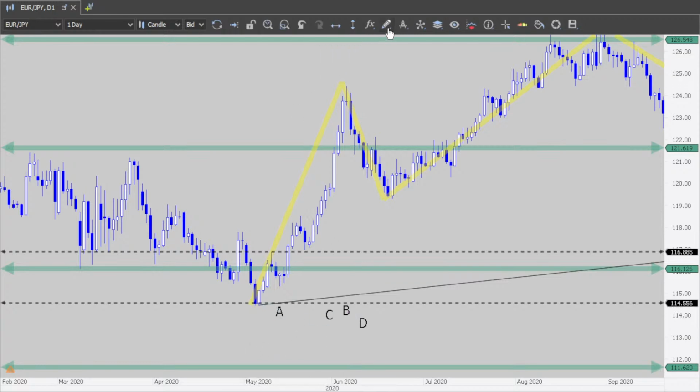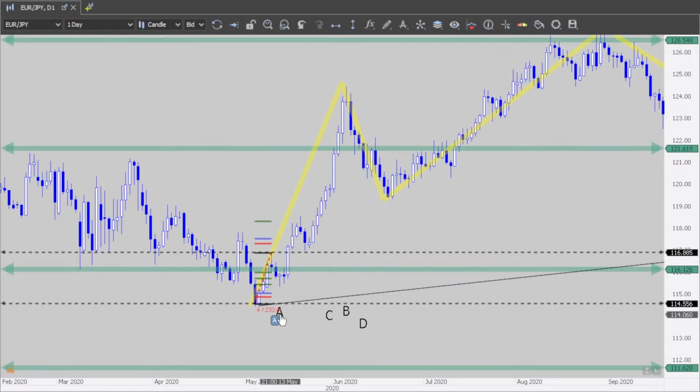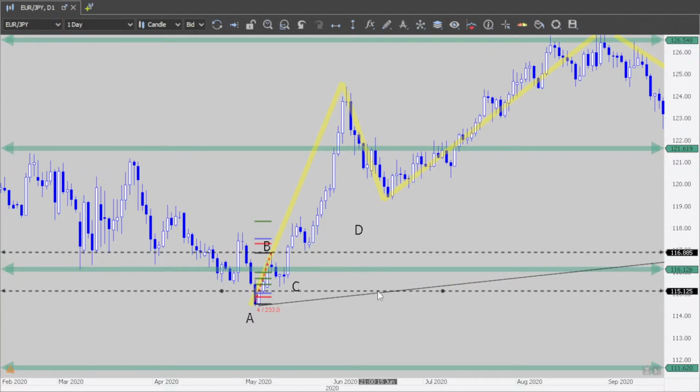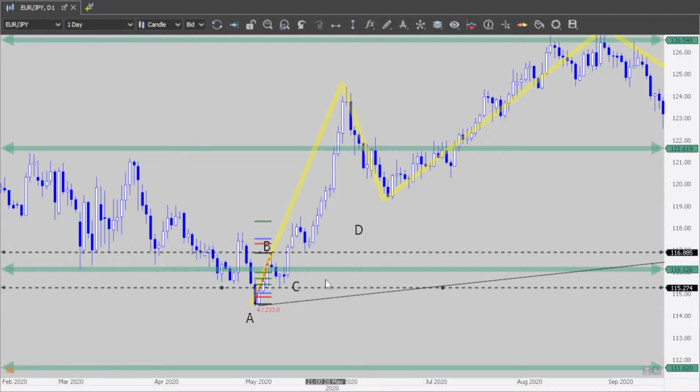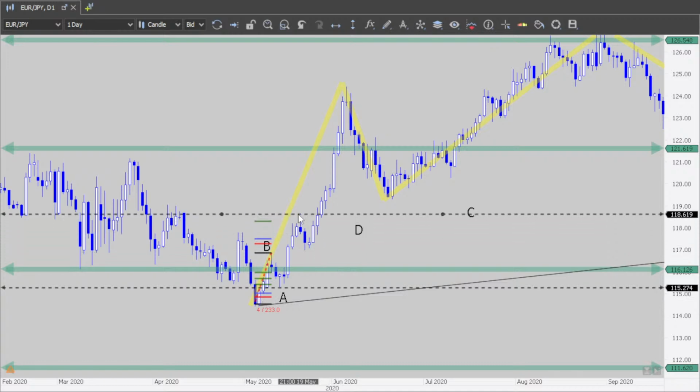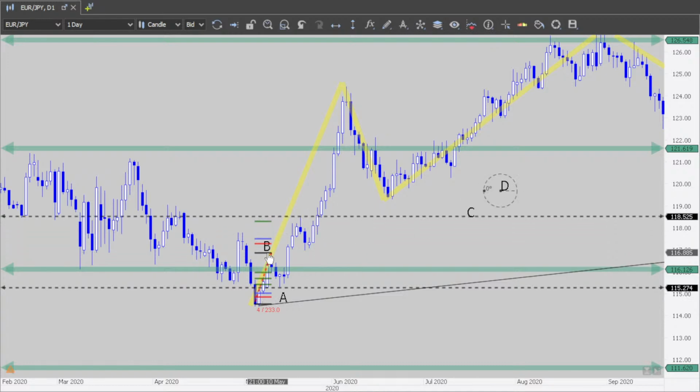So ABCD, ABCD. This is our first A. So AB, this is our first swing, ABCD, right? And green goes to green. Okay, C. A goes to C. B goes to D up in here. This is our B.